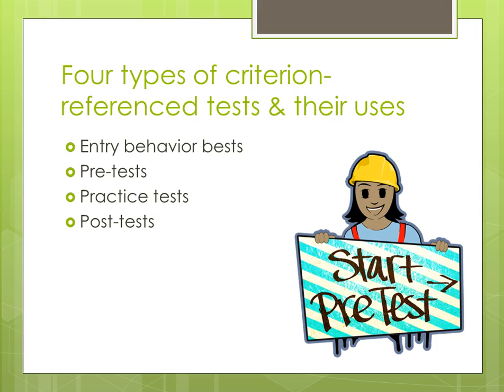There are 4 types of criterion reference tests, and of the 4 types, the entry behaviors test is usually given before anybody learns anything, before the instruction. You want to know if the learner has the necessary prerequisite skills. Maybe they do, maybe they don't, but you have to determine that up front. The pretest is given to see if students have previously mastered some or all of the skills to be included in the instruction.